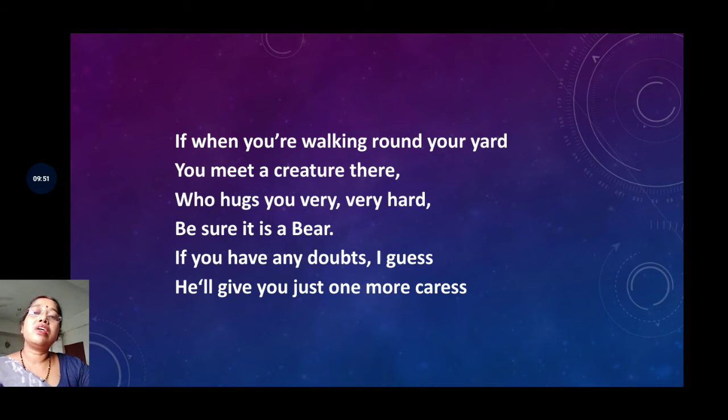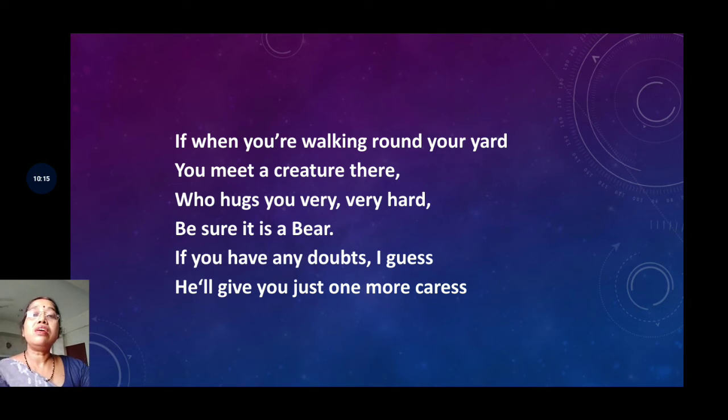Next comes the stanza. Here the poet has written, if when you are walking around your yard, you meet a creature there who hugs you very, very hard, be sure it is a bear. If you have any doubts, I guess he will give you just one more caress.